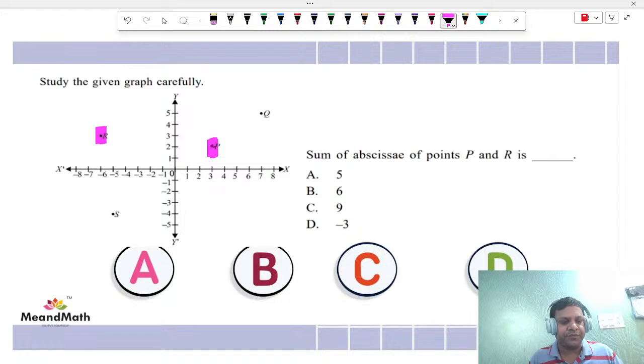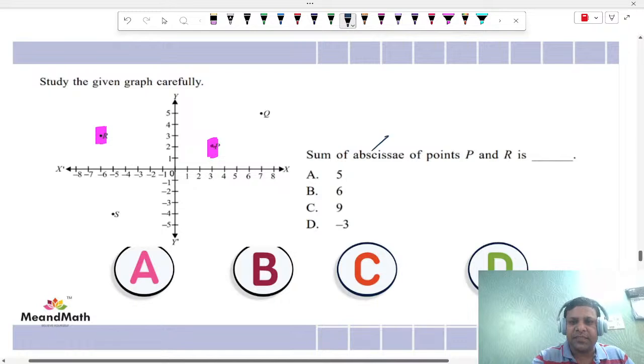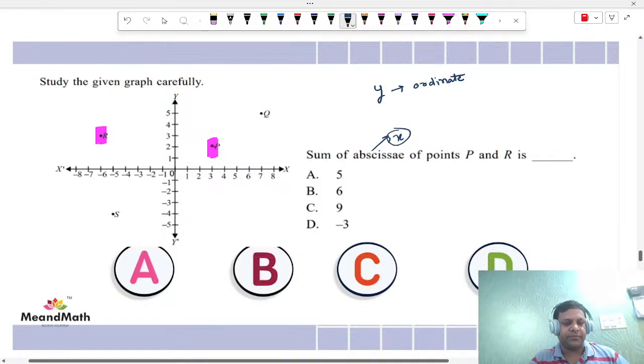No answer is received yet. Abscissa is the x coordinate and ordinate is y coordinate. Abscissa is x coordinate और y को हम कहेंगे ordinate. Okay.